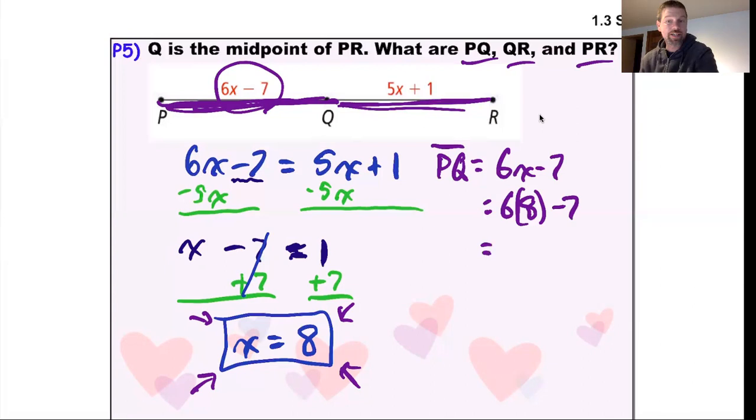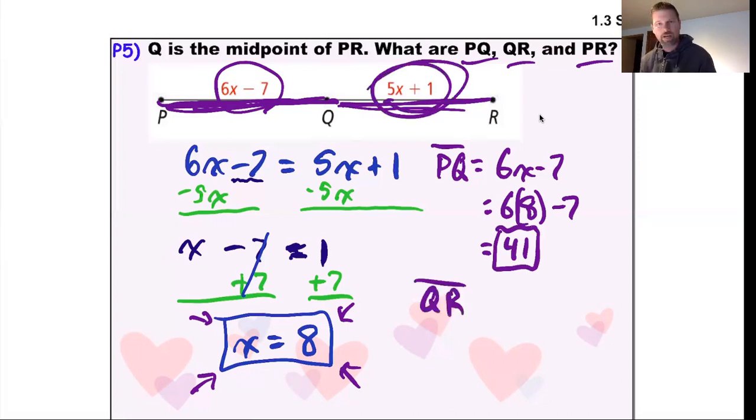You can plug that in your calculator or do it in your head. 6 times 8, let me think, that's 48 minus 7. 48 minus 7, that's 41. I can do that one in my head. There we go. QR, it told me what that was. 5x plus 1. However, I already know what the answer should be. I'm going to pause here, see if you can remember.